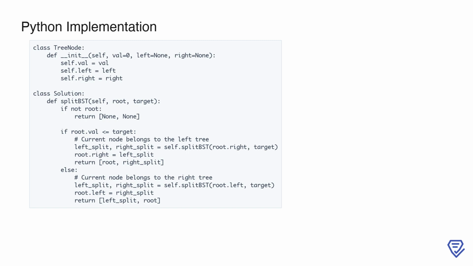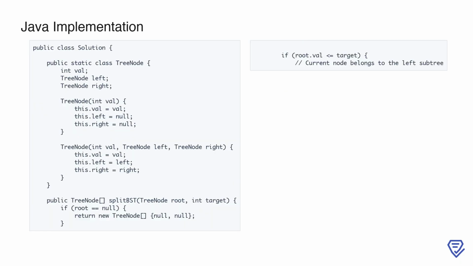Key points. The algorithm runs in O(H), where H is the height of the tree, since it processes each node at most once. The function handles edge cases, such as an empty tree, root is none, or when all values are either less than or greater than the target. This solution is efficient and directly leverages the BST's properties to split the tree without additional space for traversal or reconstruction. Here we begin the implementation of the split BST problem in Java.